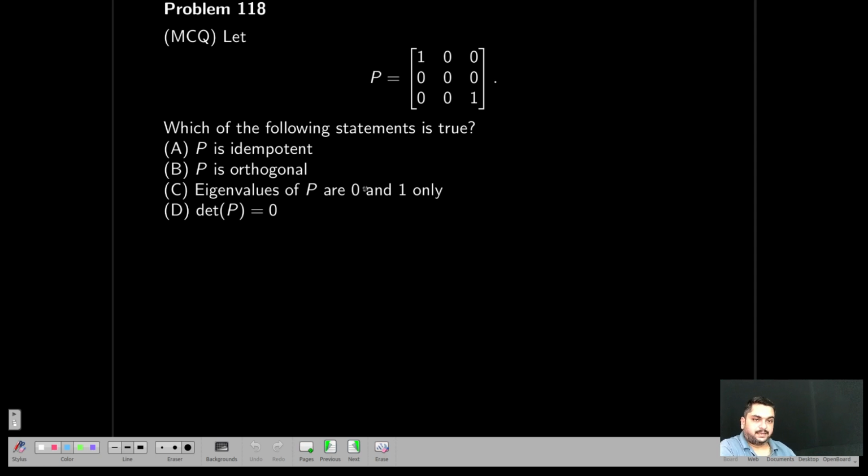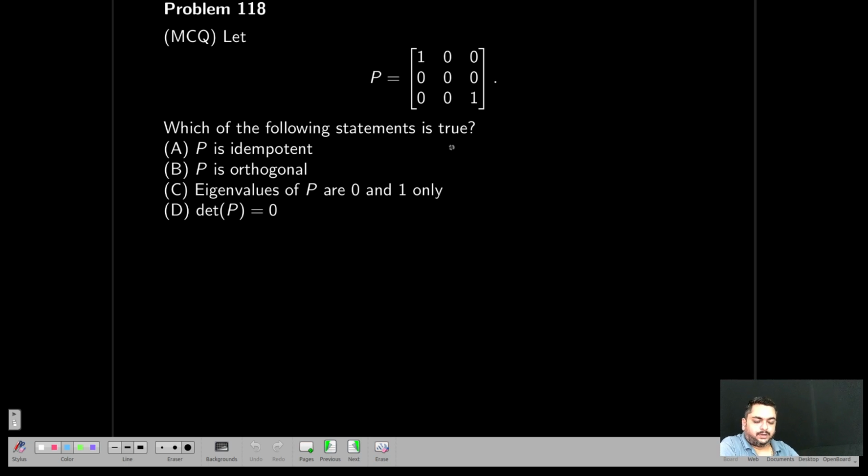Welcome to GATE CSE. We'll solve a few problems on special matrices. Given this matrix, which of the statements is true? P is idempotent, P is orthogonal, eigenvalues of P are 0 and 1 only, determinant of P equal to 0.